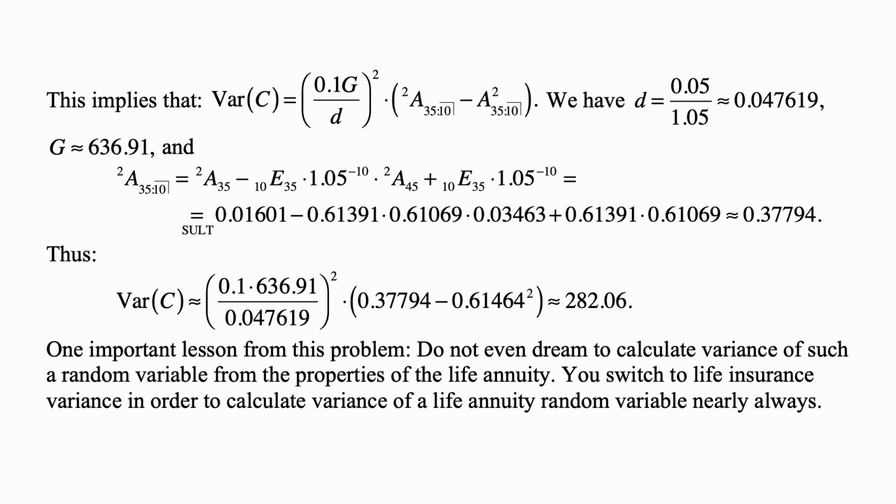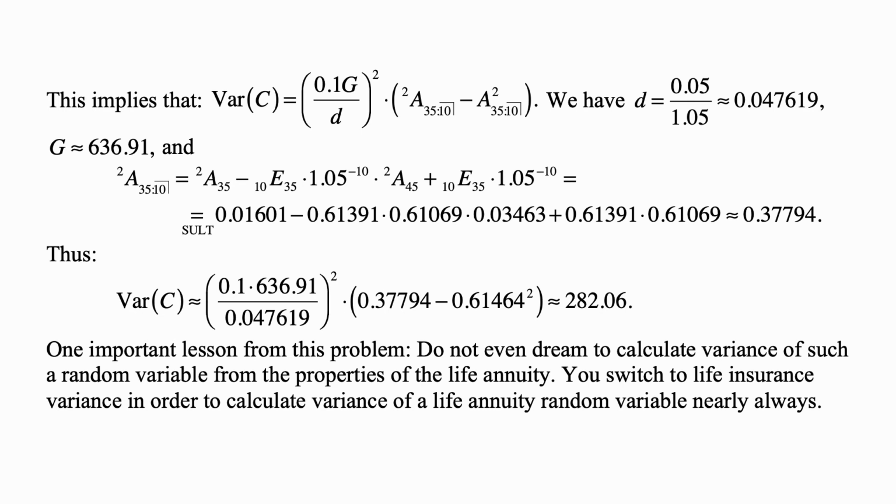And all of this is in the table, so we just plug in all these numbers from the table. And this ends up being approximately equal to 0.37794. And therefore the variance of C is 0.1 times 636.91 over 0.047619 squared times [0.37794 minus 0.61464 squared]. That's approximately 282.06.